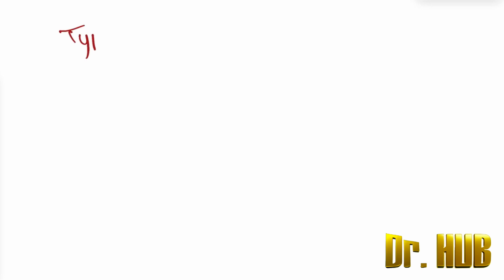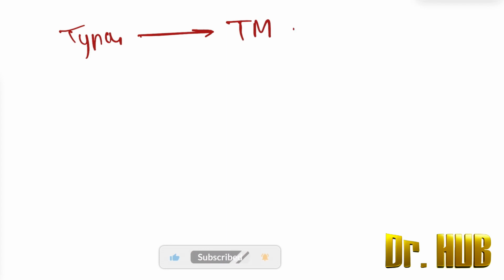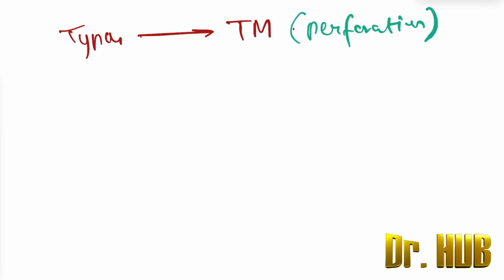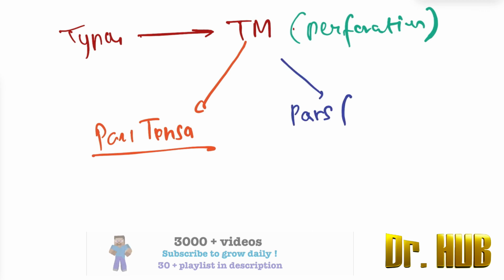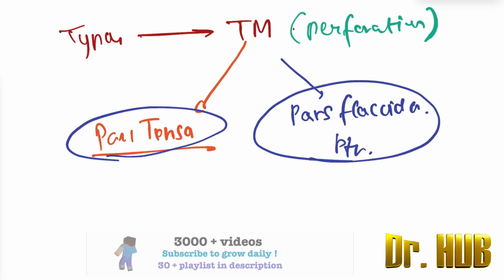Today we are going to look at the types of tympanic membrane, TM, perforations. Just to recap, there are two types of perforations seen. One is the pars tensa perforation. The next one is the pars flaccida perforation. Now, looking at the pars tensa, there is a central perforation.